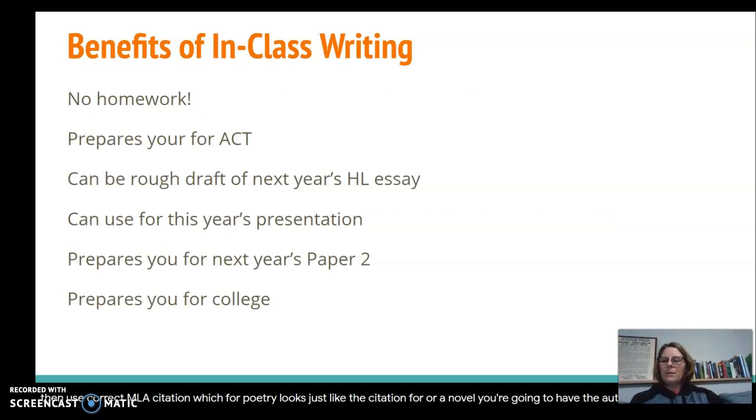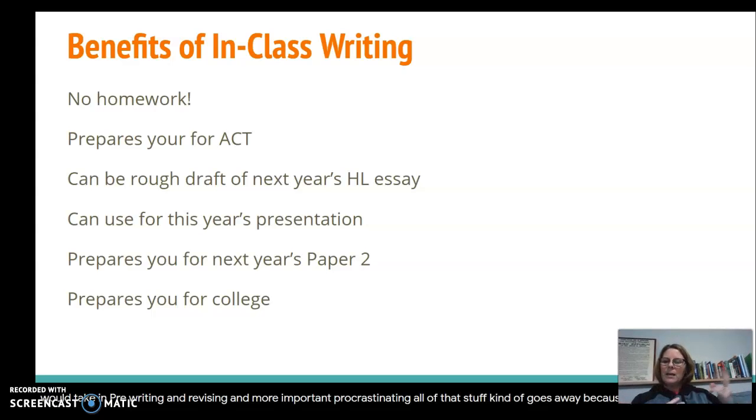So what are some benefits of in-class writing? Well, it means you won't have homework because you don't have an essay to write. So you don't have to take all of the time that you normally would take in pre-writing and revising, and more important, procrastinating. All of that stuff kind of goes away because you have just this finite piece of time to write your essay in.